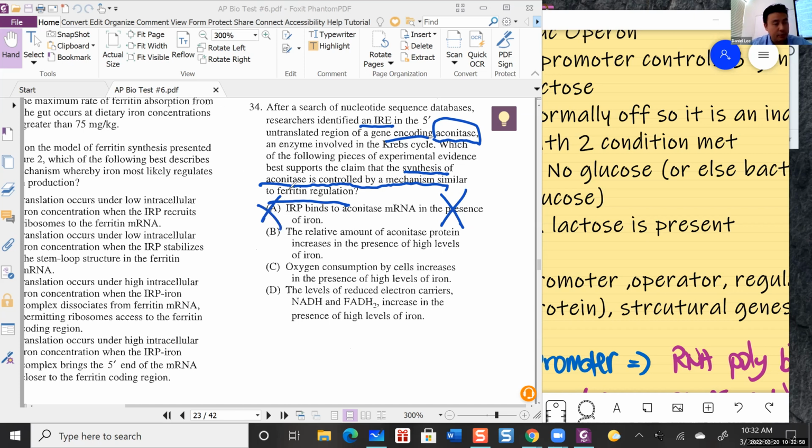Again, IRP is the repressor protein. When there is iron, it falls off. It does not bind. So A is just wrong. Okay, so that will not support it. And B is the answer.